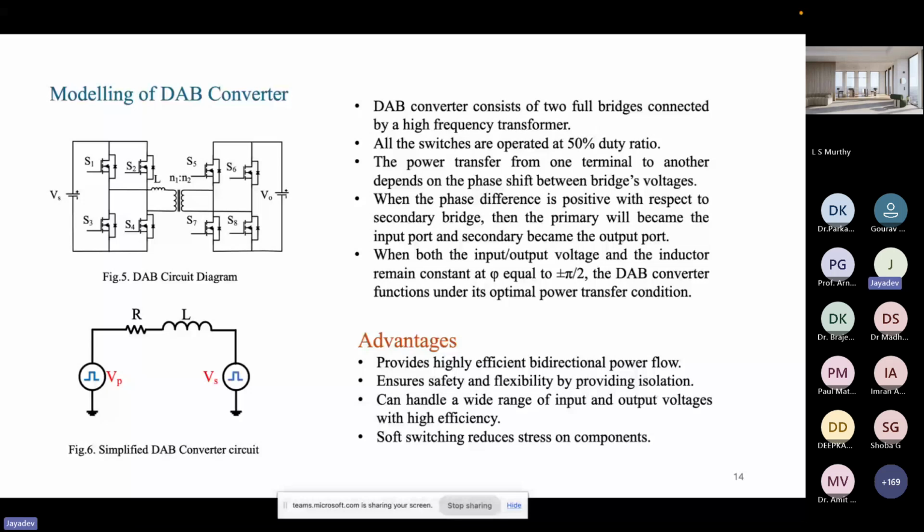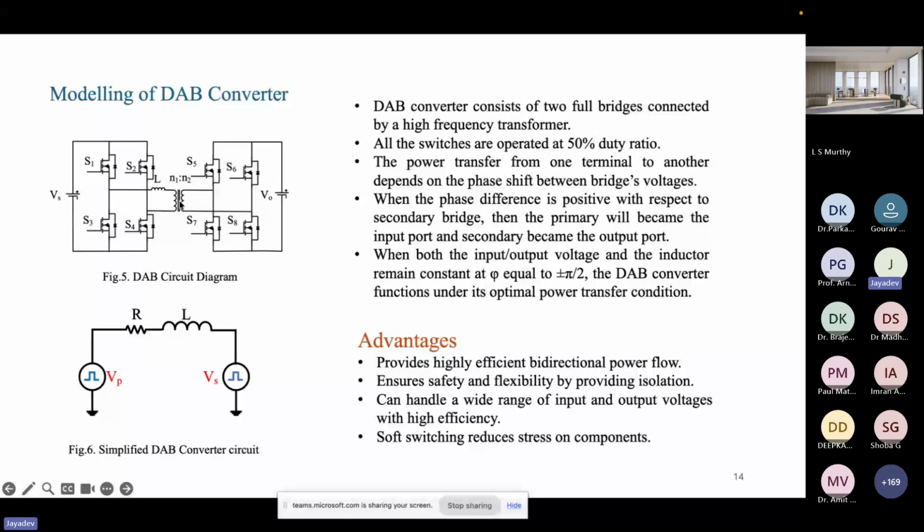I can give you a brief about the DAB converter. The DAB converter consists of two full bridge converters connected with a high frequency transformer, and all the switches are operated at 50% duty ratio. And how does the power transfer? The power can transfer from one terminal to the other, from input to output or from output to input. It depends only on the phase shift between the bridge voltages.